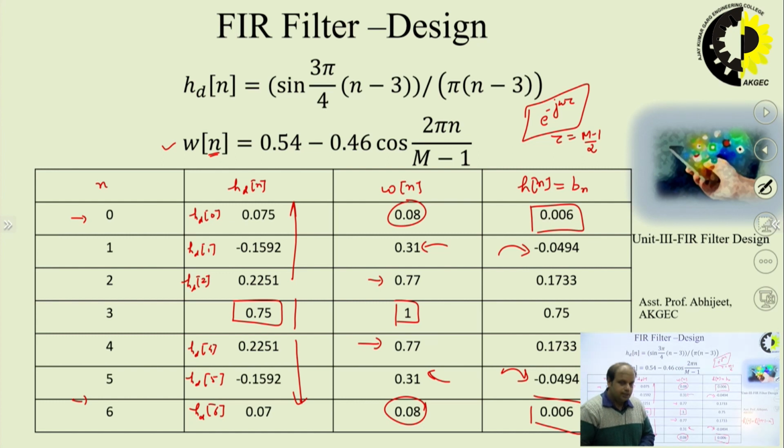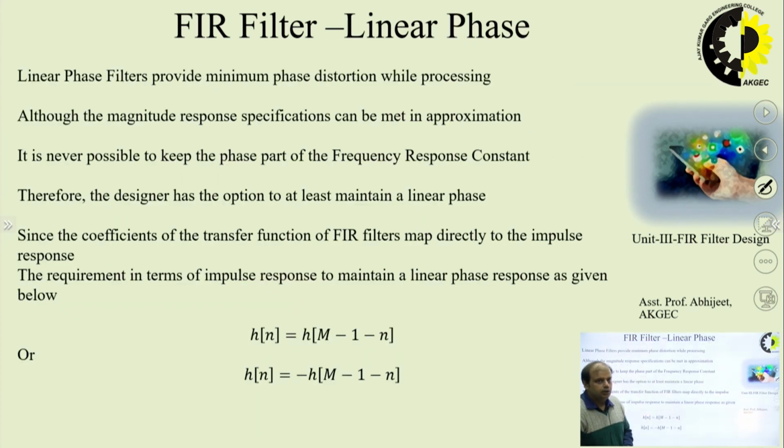Now, what is the reason this takes place? First of all, what is the importance of linear phase? The phase part plays a very important role in communication systems. Phase noise is the most important while transmitting the signal, because it brings random shifts to the signal. Therefore, what we want is that the phase is constant.